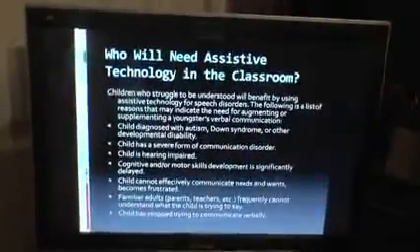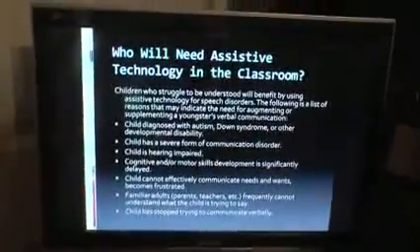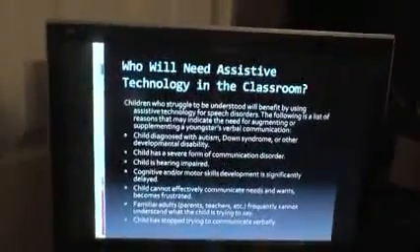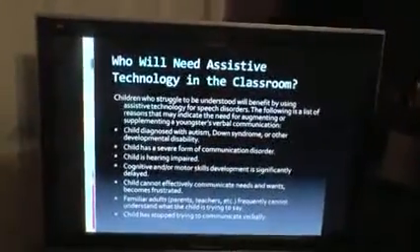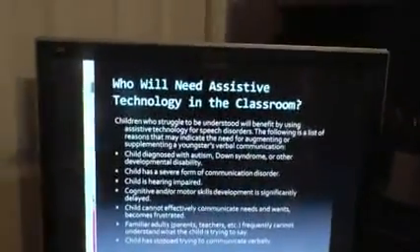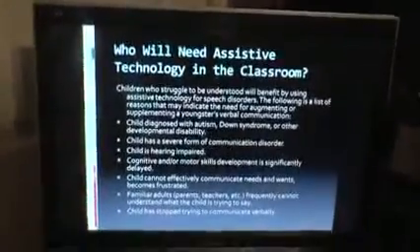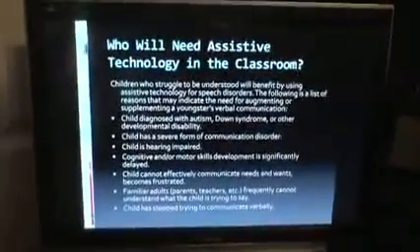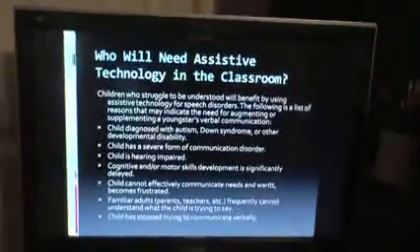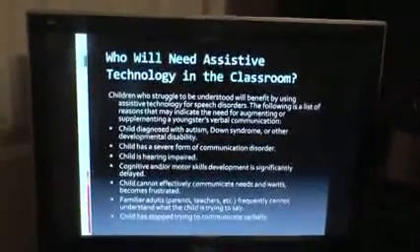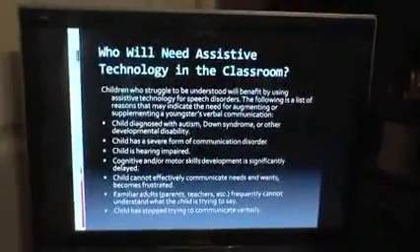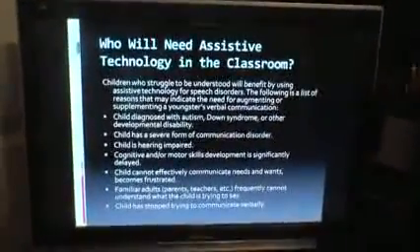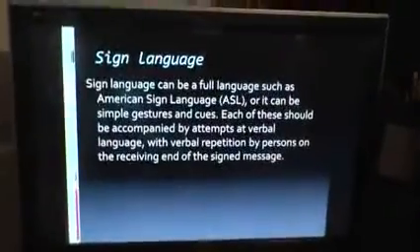A child that is hearing impaired. Cognitive and/or motor skills that are developmentally significantly delayed. A child cannot effectively communicate needs and wants and becomes frustrated. Parents, teachers, or adults working with the child find it hard to understand them. A child has stopped trying to communicate verbally.